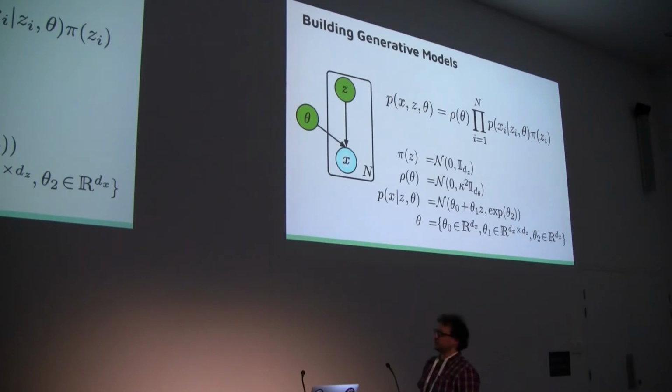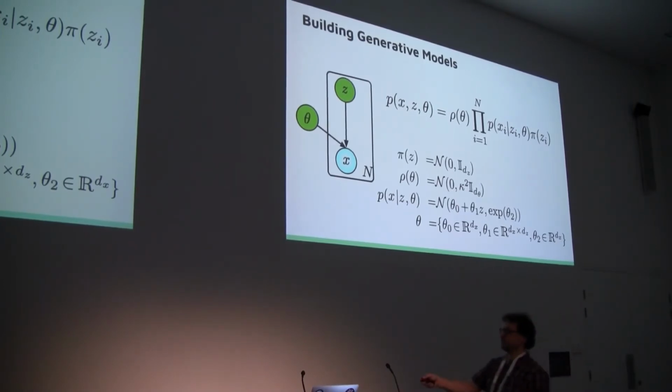Now, as you can observe here, there are lots of deterministic computations that I'm doing with these random variables. For example, here I sample this theta, and then I compute the exponential of theta of the second component of theta to be the variance of this Gaussian, and I take theta1 multiplied by z and so on and so forth.